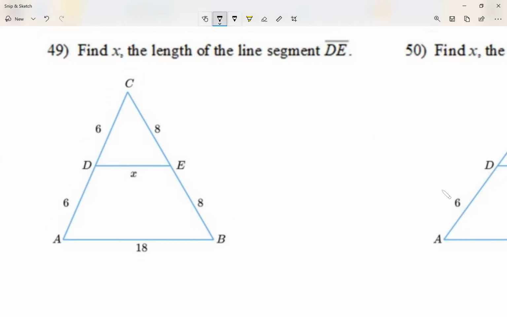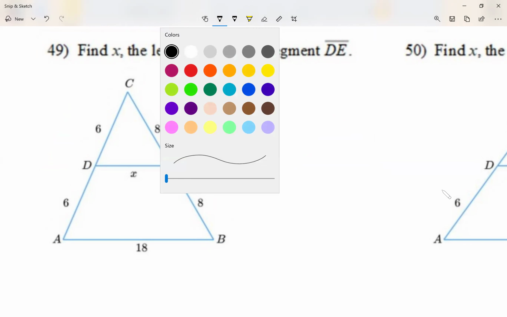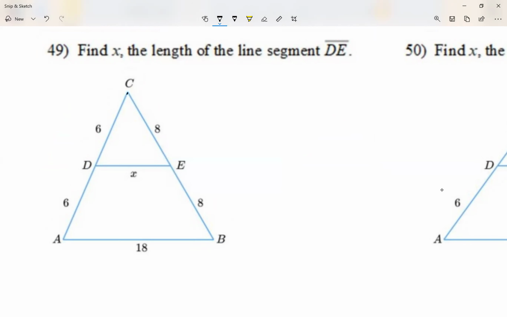We had a segment. Let me highlight it here. If we find the point in the middle, that means the whole segment gets cut in half, so each half should be equal to each other. That's why we have 6 is equal to 6. With those measurements, this picture is telling me that is the midpoint.